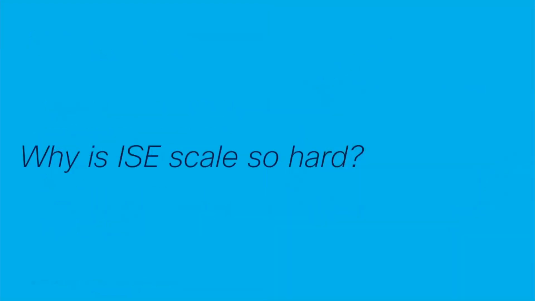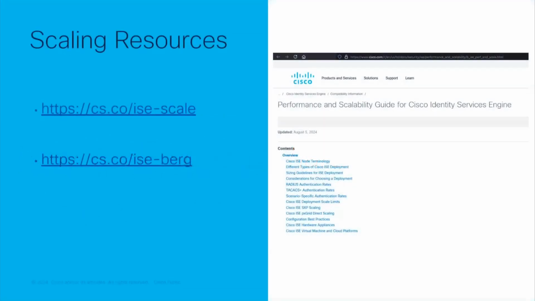So now, why does this apply so heavily to ISE? And why does it seem like it's so hard? Because let's face it, there's already guides out there, and many of the people on this call here will recognize these two resources that I've put on the slide here in terms of the ISE scale and iceberg pages that give us that capability to say, okay, how many endpoints can my deployment handle based on estimations?